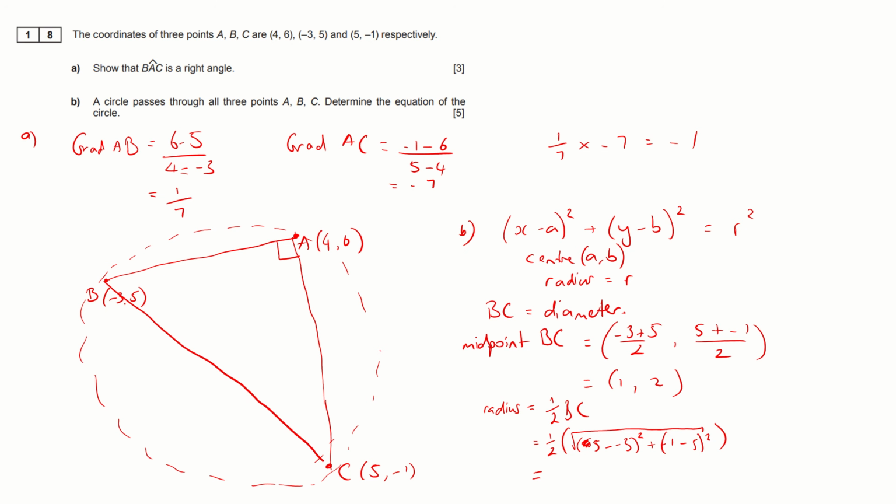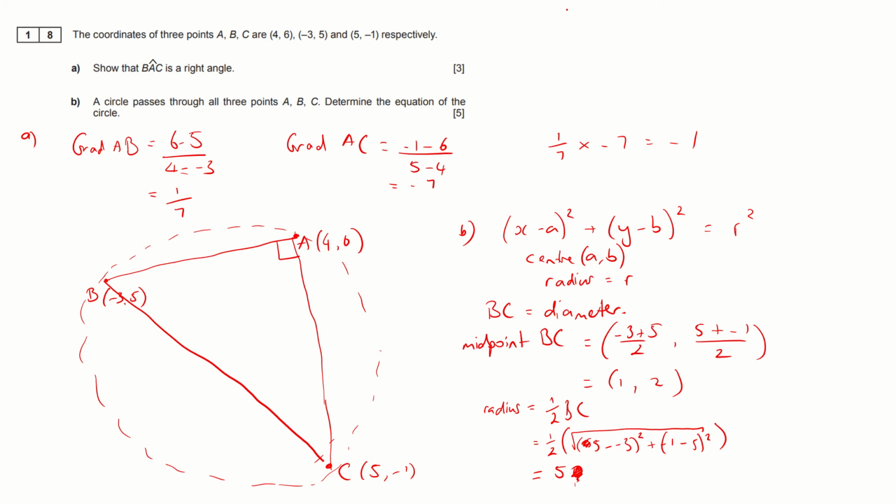Calculate that. Oh, that comes to be 100, and half of that is 50. Okay. Oh, sorry. No. 5. Excuse me, that was 5. So we get 5 is the length of the radius.